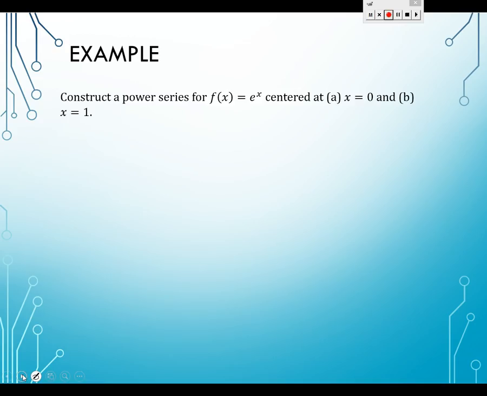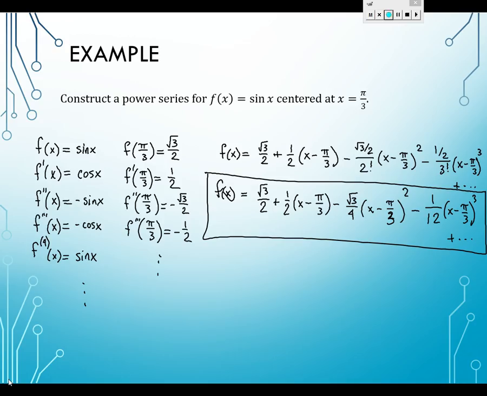Okay. Let's construct a power series for e to the x. Yeah. So, someone says, oh, don't do that yet. Don't do that yet. Let's talk some more about this.